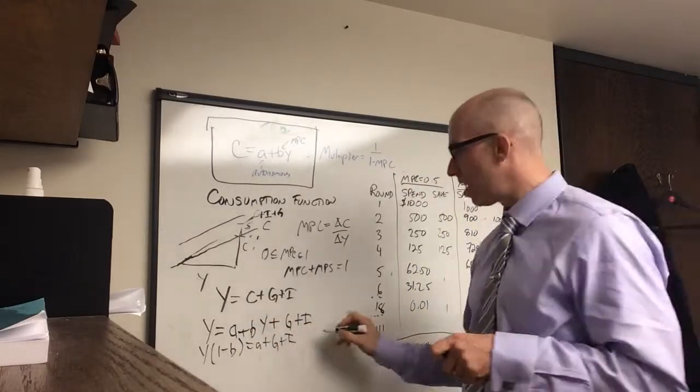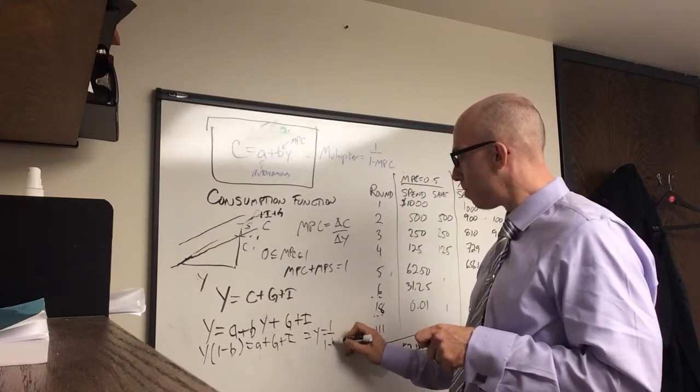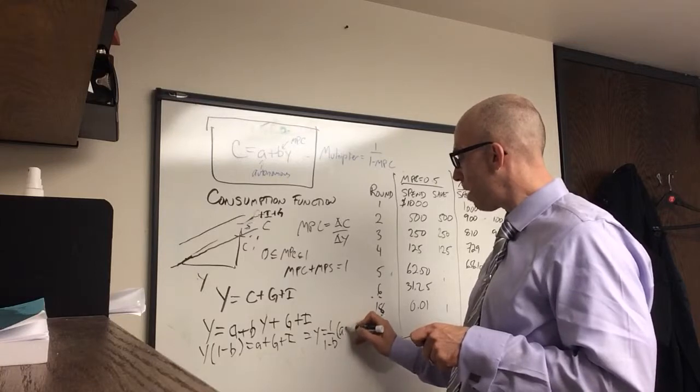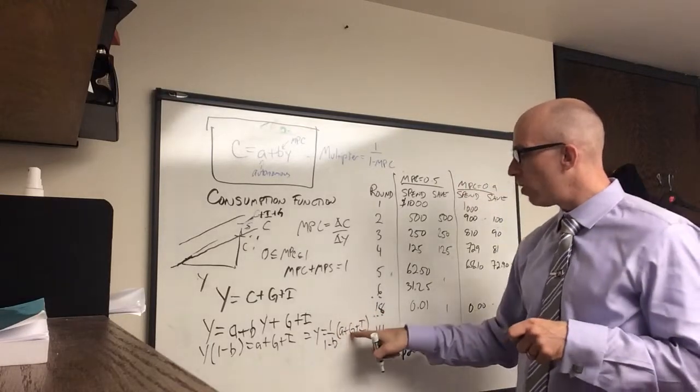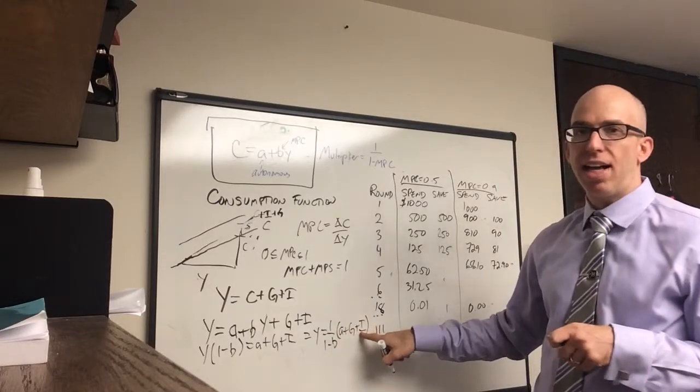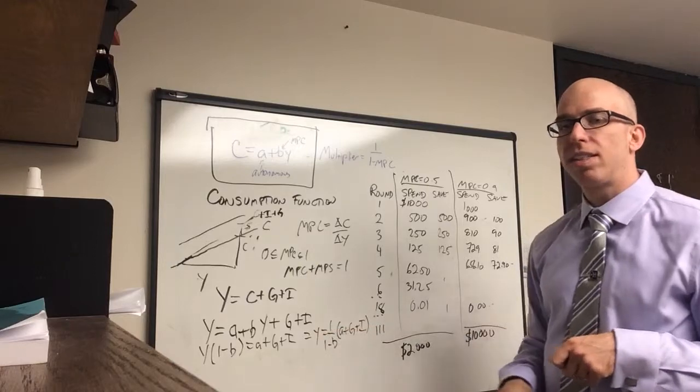All right, and the last step is this. Y equals 1 over 1 minus B times A plus G plus I. In other words, if you increase any of these parts by $1, it's going to be multiplied by this fraction here. And so we're going to lay that out.